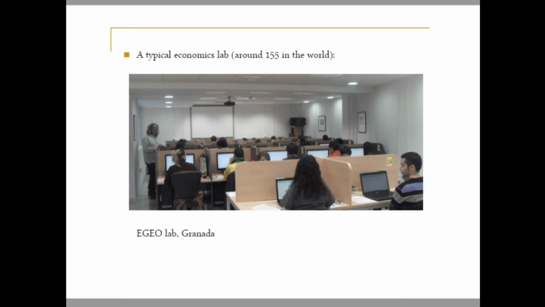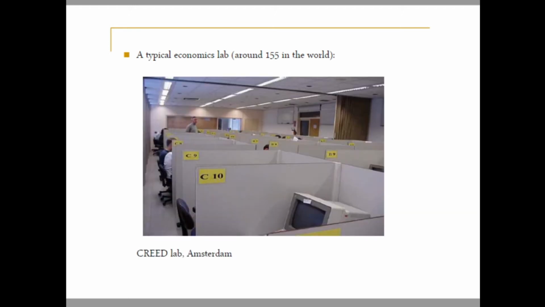Here you can see a typical economic laboratory. This is our laboratory here in Granada, and as you can see, it's very similar to other laboratories. This one is, for instance, in Amsterdam. All of them are very similar in order to compare results. Since laboratories are very similar, we can compare results obtained in each of them. So more or less this is what we do in the discipline of experimental economics.